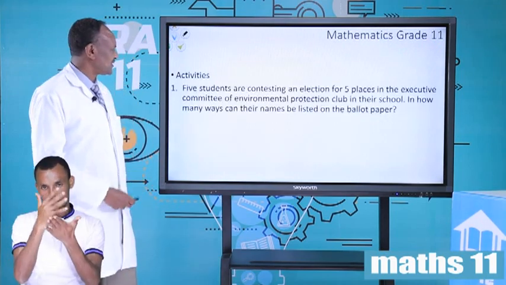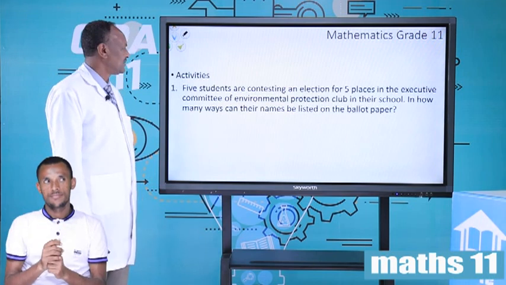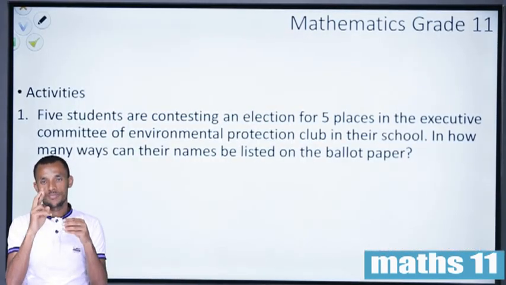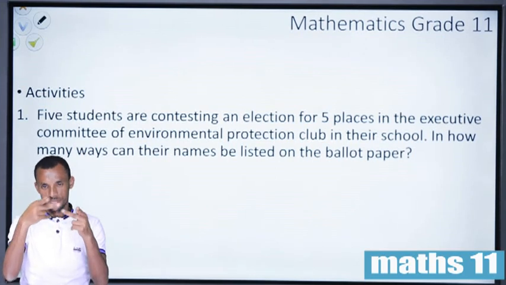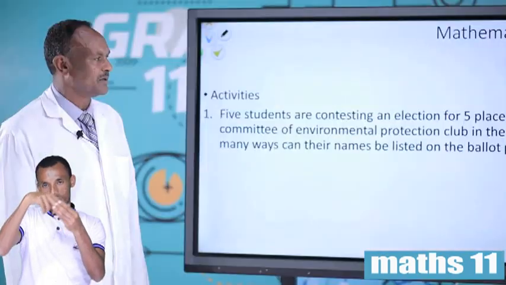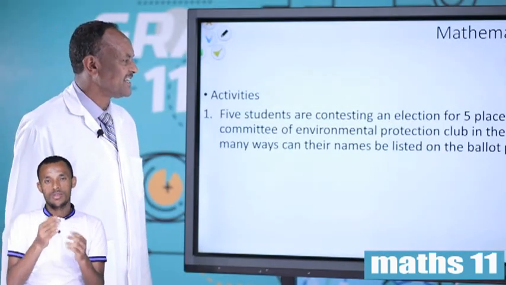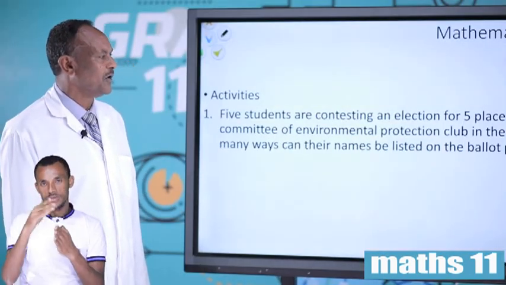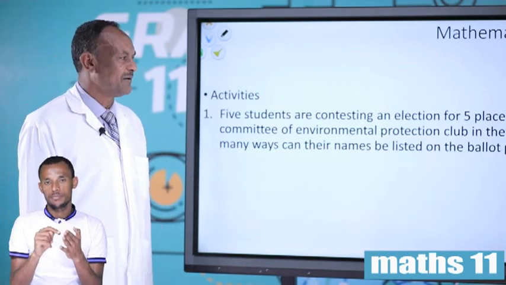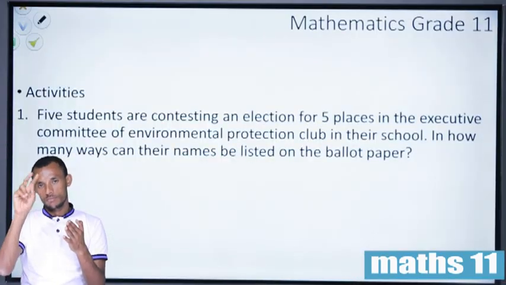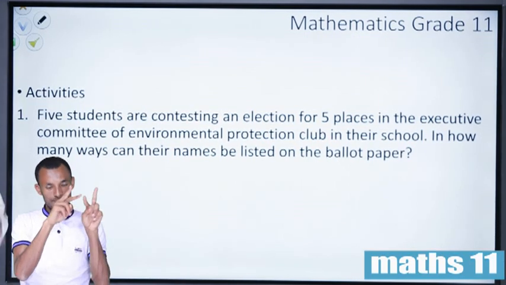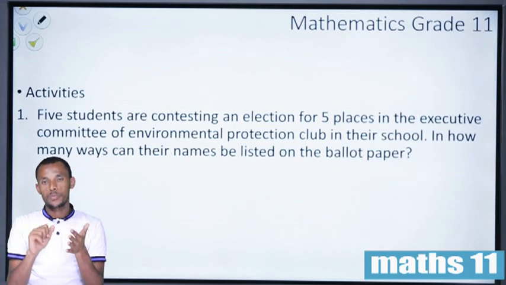Take the first one. 5 students are contesting an election for 5 places in the Executive Committee of Environmental Protection Club in their school. In how many ways can their names be listed on the ballot paper? On the ballot paper. Read it again and again. Get an idea. Determine what type of question it is.